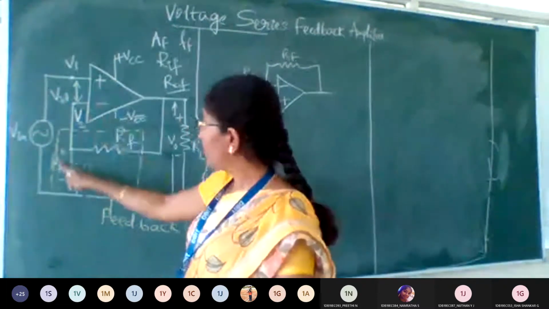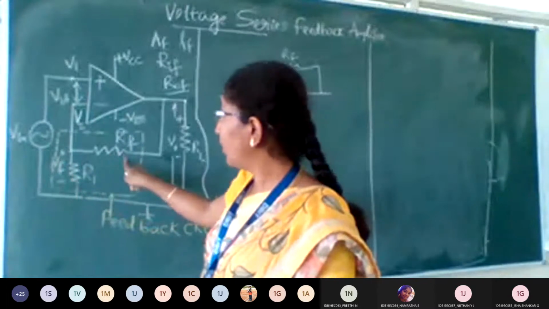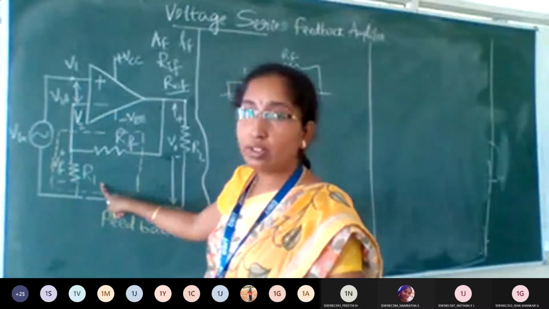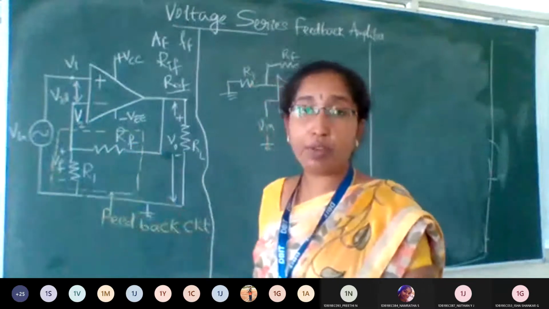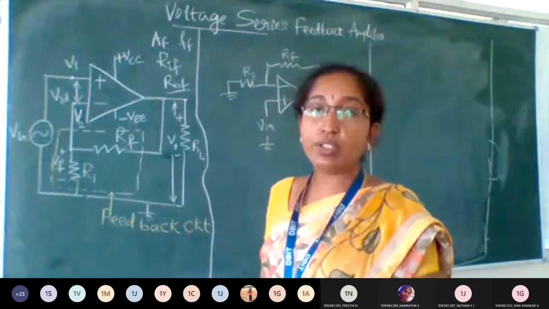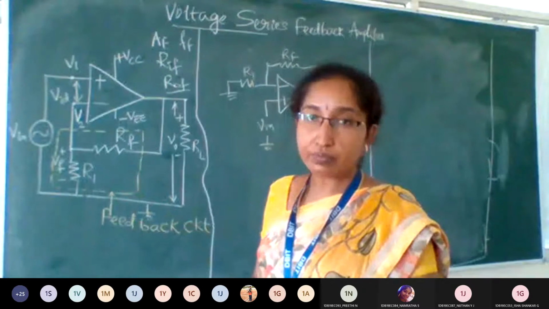Then you have observed here VF, the feedback voltage. This is a feedback resistor and R1, so this is a feedback circuit. You are supposed to find out the gain of the feedback circuit, and how it is going to affect the gain of a non-inverting amplifier.